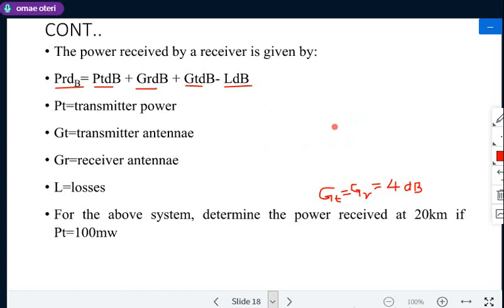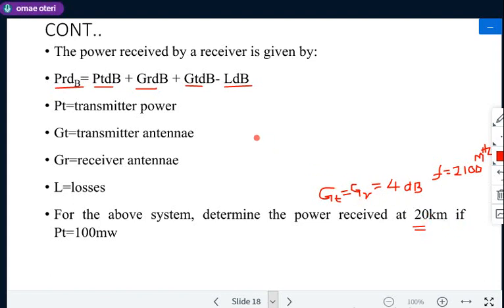I want you to assume the losses to be the ones that we've just calculated for the mobile phone. No, I think no, it will be different because of the 20 kilometers. So use the frequency of 2100, and a distance of 20 kilometers, then the other parameters will be given that way.